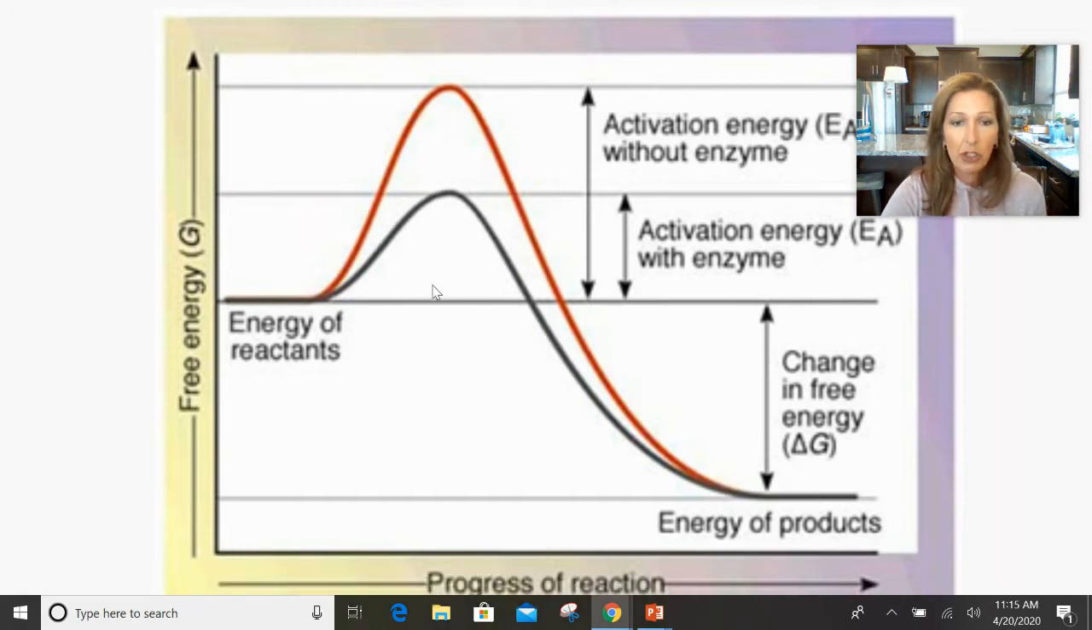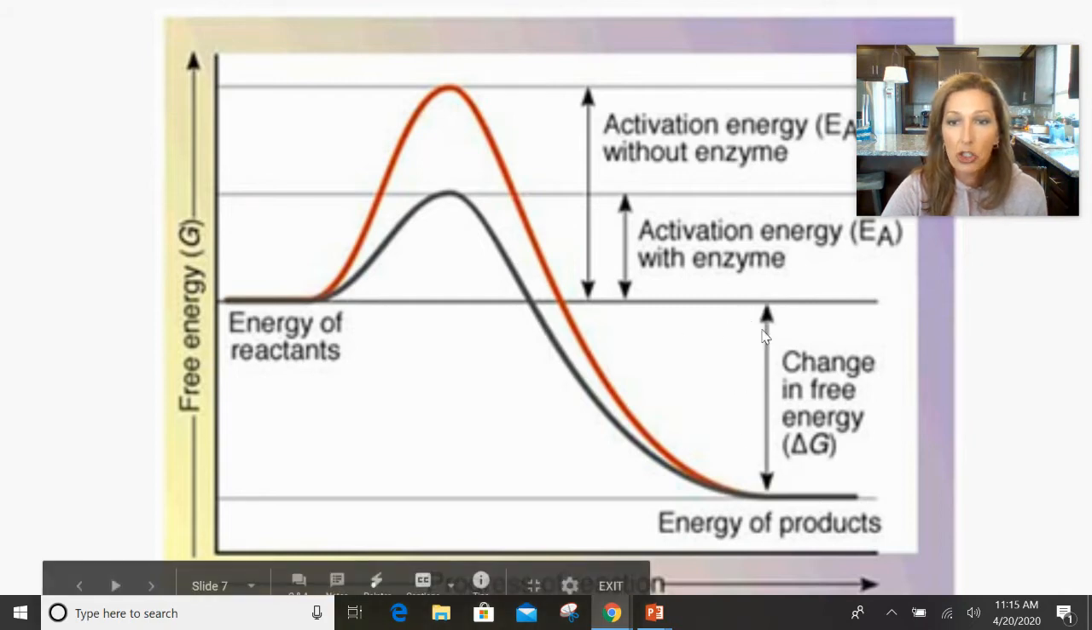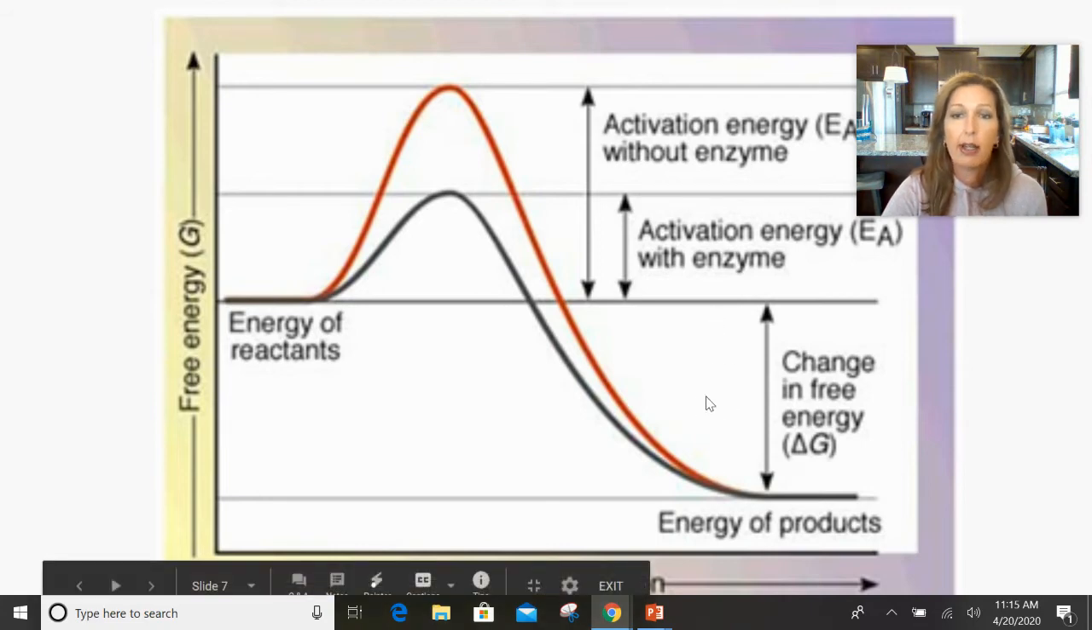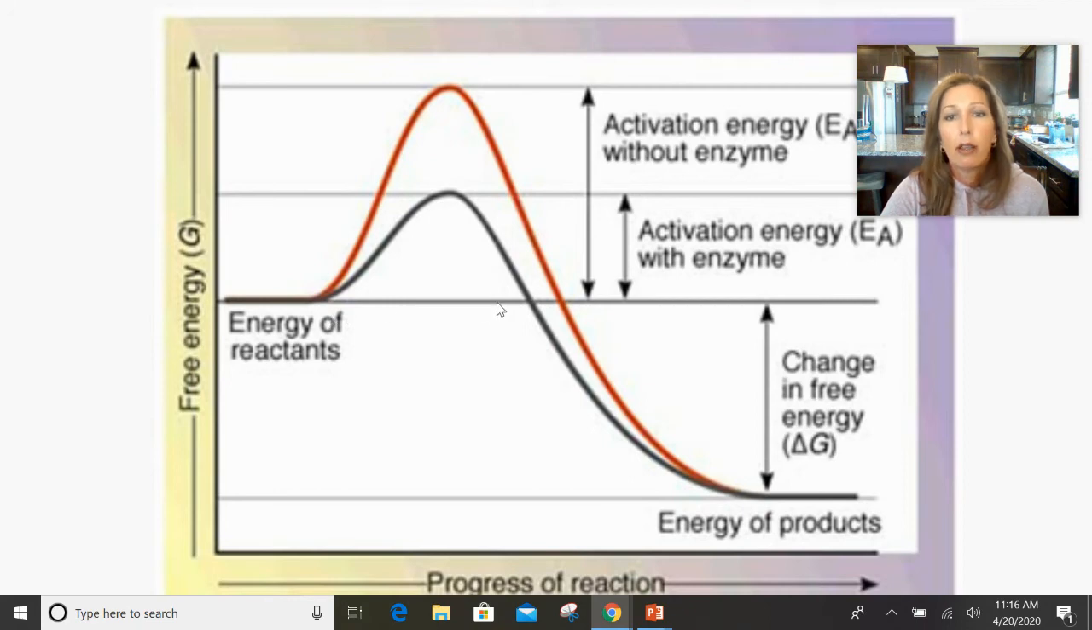So here's a graph that should be very familiar to you. And remember that if we have no enzyme, it requires a tremendous amount of activation energy. And with an enzyme, then we reduce the amount of activation energy required in order to initiate or speed up that particular reaction. Remember, in the end, delta G, the amount of free energy released or required for the reaction, does not change. The only thing that enzymes change is the lowering of the activation energy.